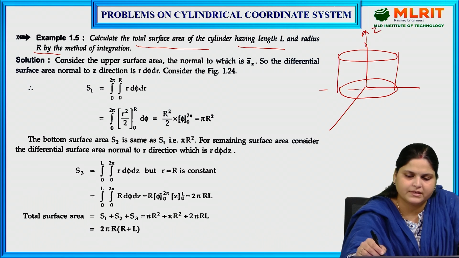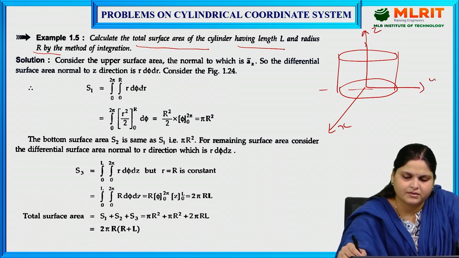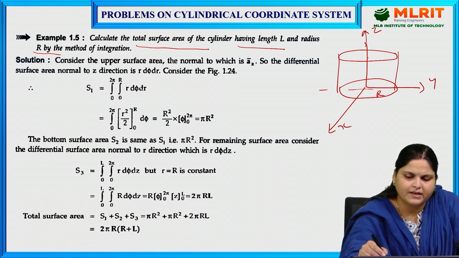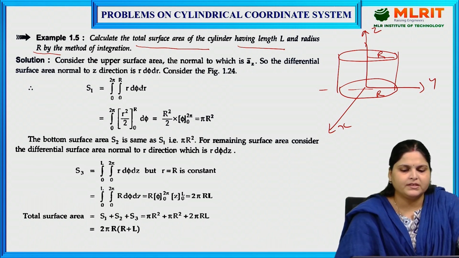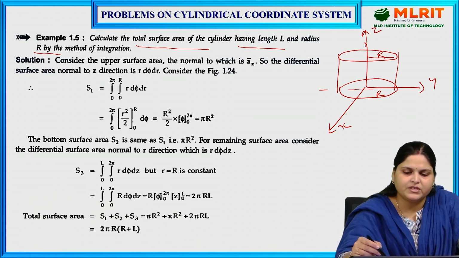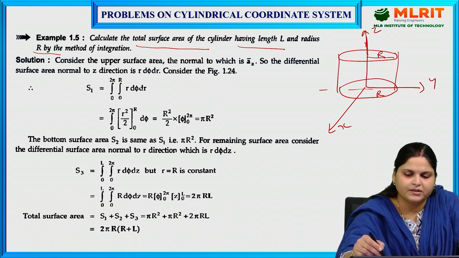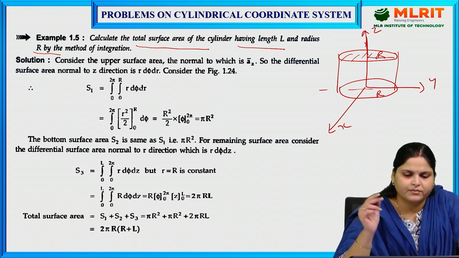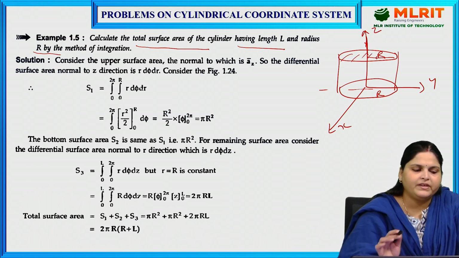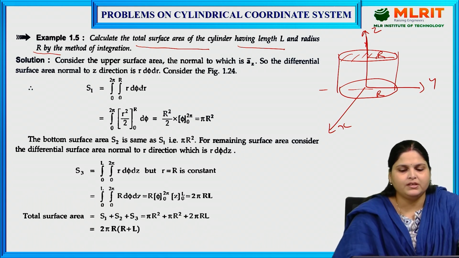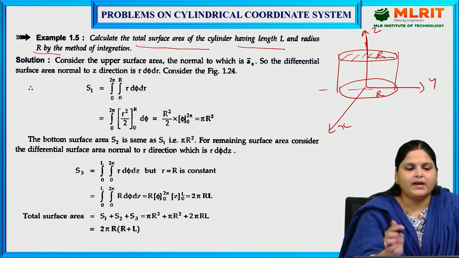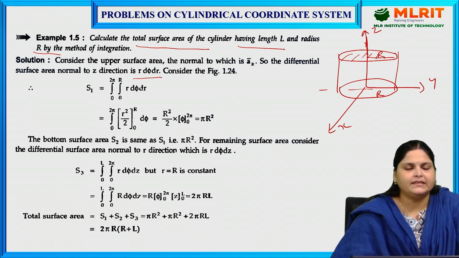Okay, so this is Z, this is X, this is Y, and this is R, this is also R, right? We are going to consider this upper surface area, which is normal to a_z. The differential surface area normal to the Z direction has the formula r d phi dr. So we will integrate it.